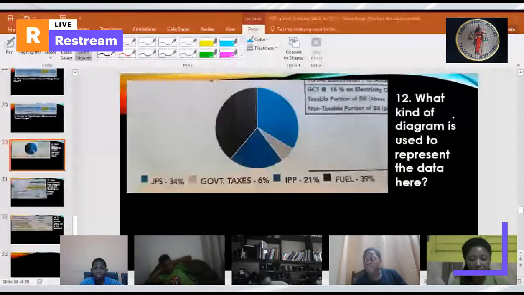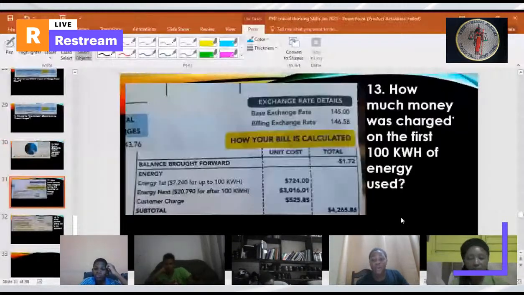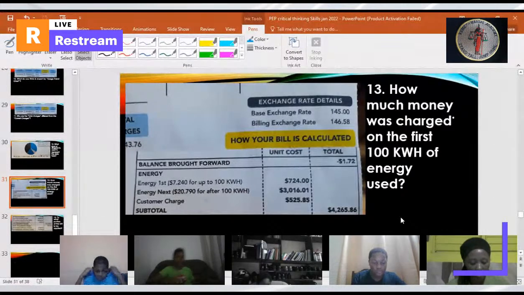Two questions to go. Number 13. How much money was charged on the first 100 kilowatts of energy used?